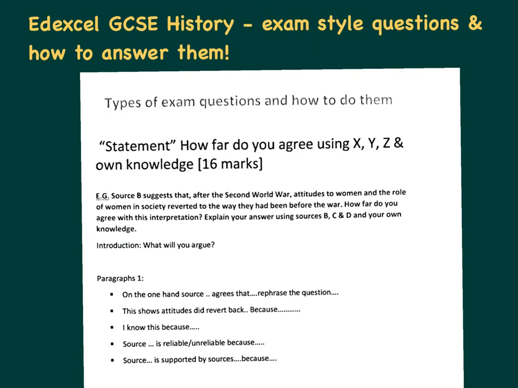So the important thing here is I would suggest you start by highlighting key things in your answer so that it's really easy for you to pick out what it is exactly that the question wants you to do. So for example, this one says, source B suggests that after the Second World War, attitudes to women and the role of women in society reverted to how they had been before the war. So this statement is saying that things didn't change for women very much. So during the war it might have changed, but after the war it went back to traditional views and attitudes towards women. Then it says, how far do you agree with this interpretation?